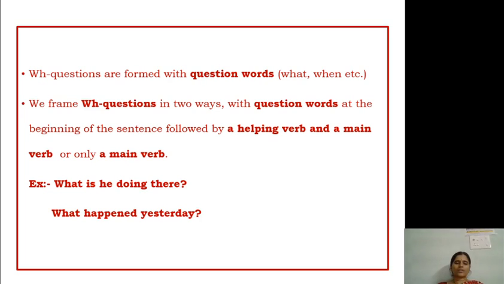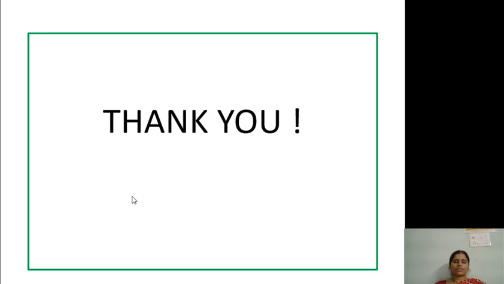Let us see one more example. Without a helping verb, we have framed a question. In the previous one we had a helping verb and a main verb, but in this sentence we have only one main verb. So immediately after the WH word, we have placed the main verb and the remaining part of the sentence. So this is how we frame the questions.